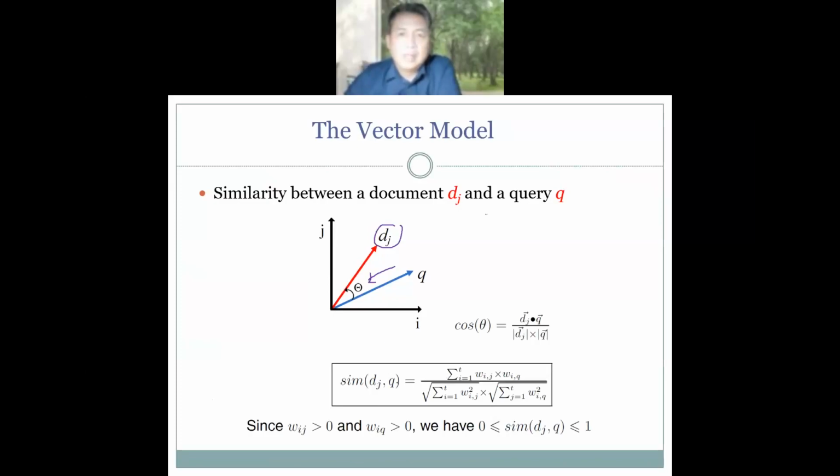So this is what we call the cosine distance, the cosine distance of vectors D_j and Q. Okay, so this is the cosine. Basically we take the dot product of the vectors, and then we divide by the size of the document times the size of the query. Okay, so this is the formula. How do we apply this?